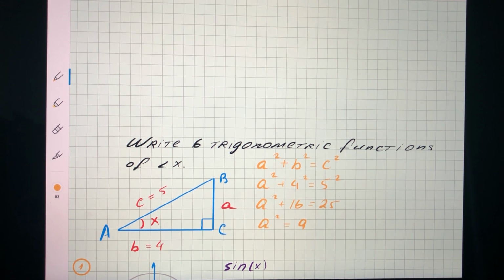To cancel the square, we use the square root of both sides, and each time we take a square root, we have plus and minus because there are two solutions. So we have two possibilities for the side a. It could be either plus 3 or minus 3.